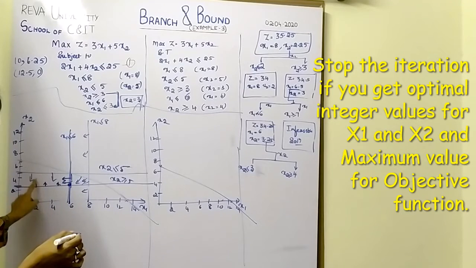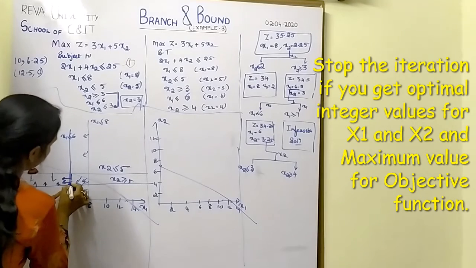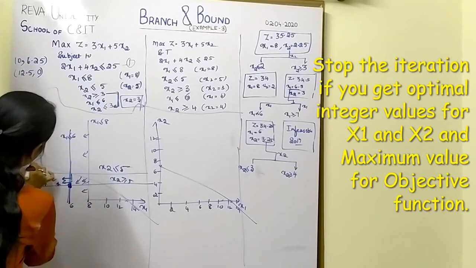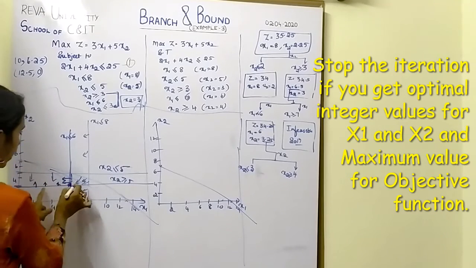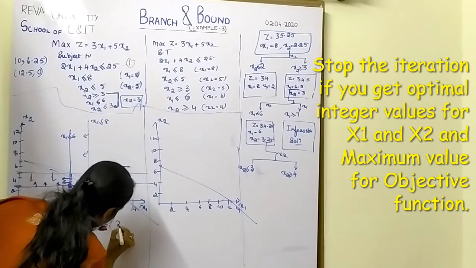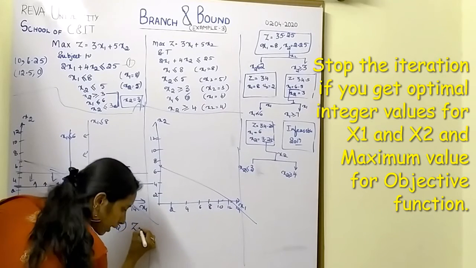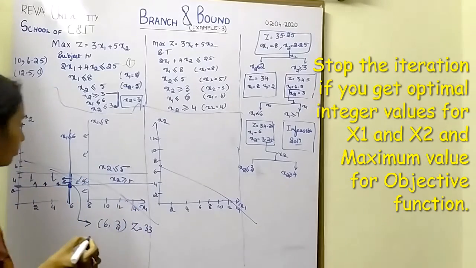Because it should be within this, within this, within this. So, I will get this point. Somehow it will pass like this. So, you will get this point. The value of this will be 6, 3. And its corresponding z value will be 33.